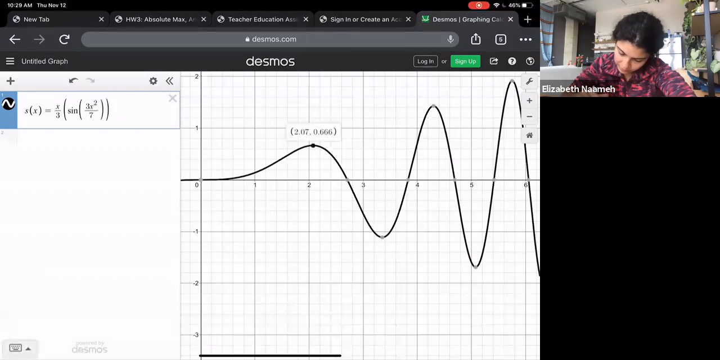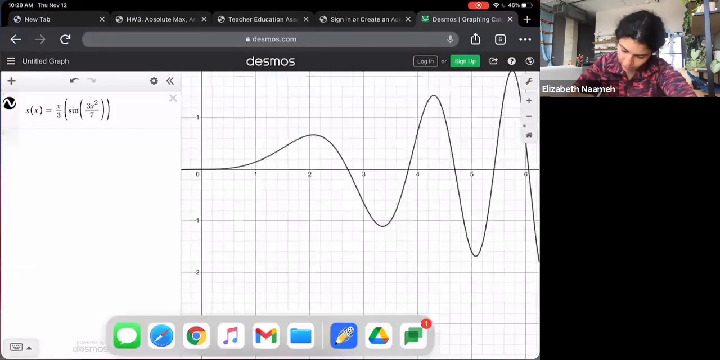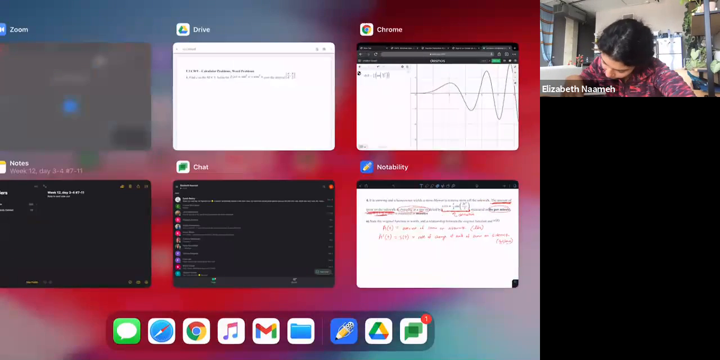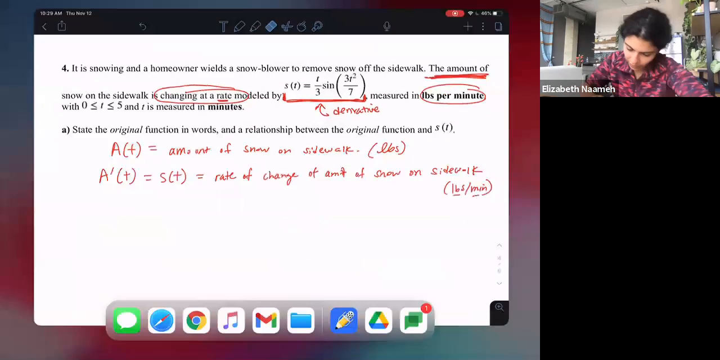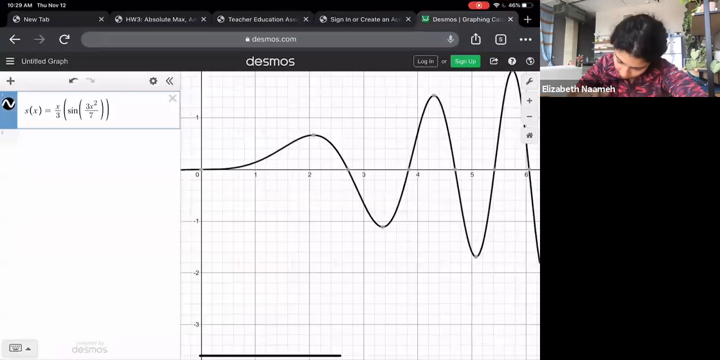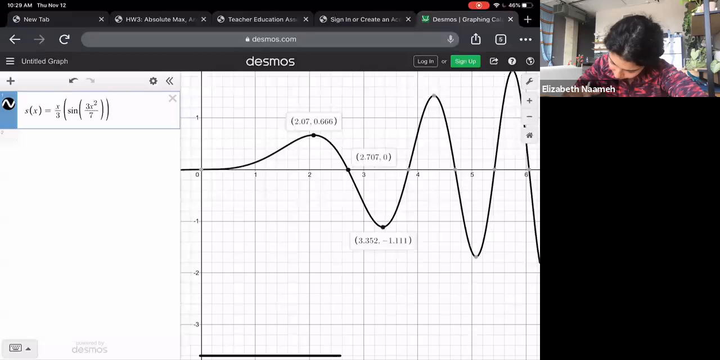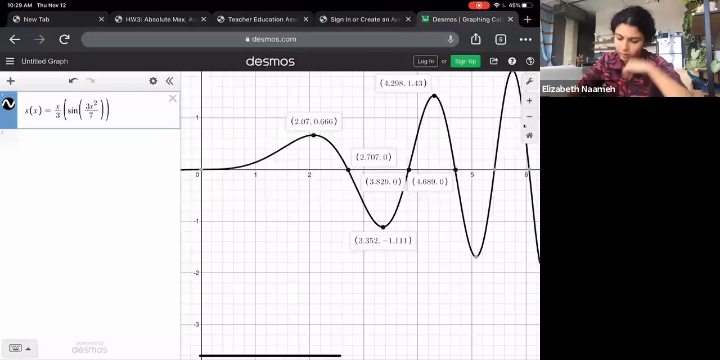Go ahead and copy these numbers. It says to focus on the interval 0 to 5, so we're only going to copy the numbers between 0 and 5. Okay, I wrote them down. Quickly copy 2.7, 2.707, 3.352.